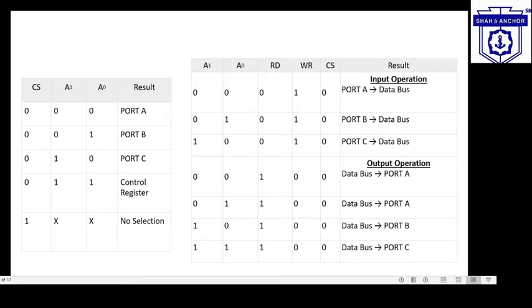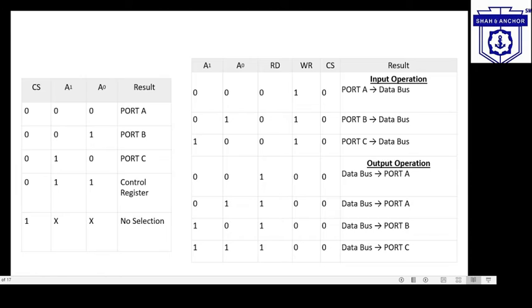That means whenever the chip select is 0, depending upon the values of A1 and A0, that is 0, 1, 2 and 3, they are selecting port A, port B, port C and the control register. When the chip select becomes 1 and A1 and A0 are don't care, there is no selection of port or control register. Then when you go for the combination of A0, A1, read, write and chip select, port A, B, C will perform the input operation or the output operation. Let's see the table in detail.